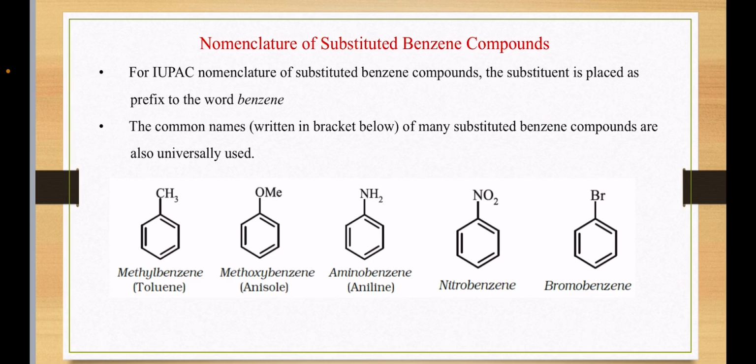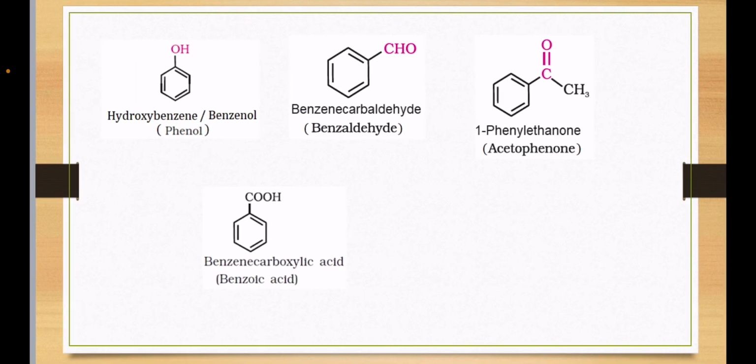If NH2 is attached to the benzene ring, it is aminobenzene. Common name is aniline. Nitro group, if it is directly attached to the benzene, it is nitrobenzene. Likewise, halogen, if it is directly attached to the benzene, it may be halobenzene. Here it is bromobenzene. Now you can see if hydroxy group is directly attached to the benzene ring, it is benzenol and commonly known as phenol.